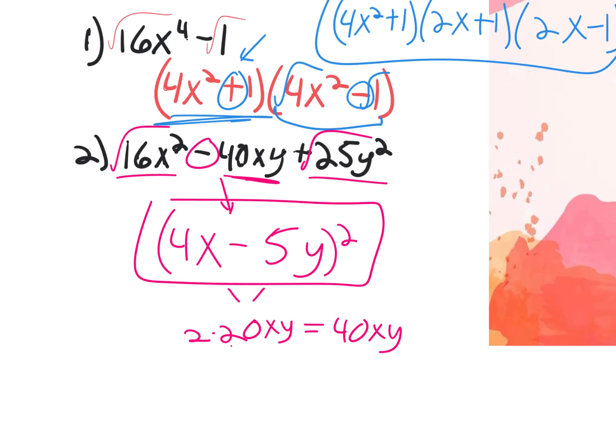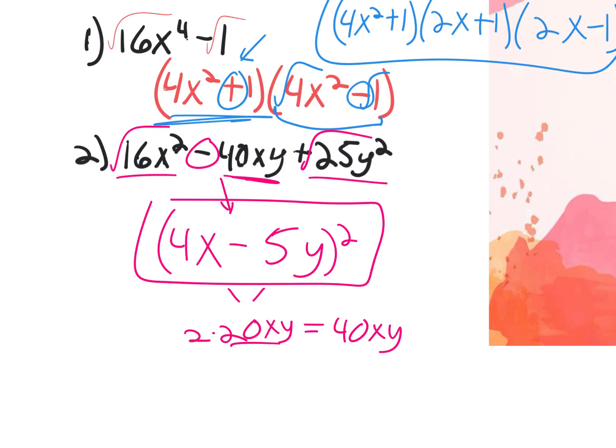Do you understand how I got the 20xy? How do you get the 4x? You multiply these together. You multiply these two numbers. Do you understand how we got those two numbers, those two terms? Yeah, right. We square root this, square root that. And then you multiply them together and then double it. You always double it. Good.